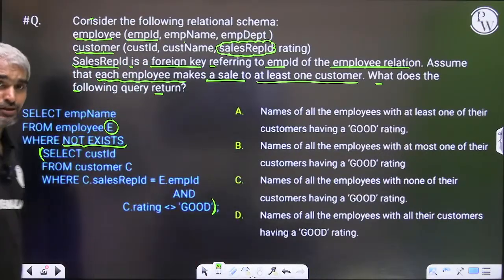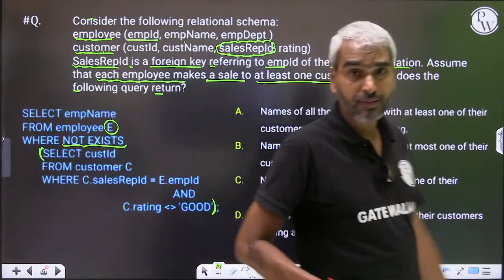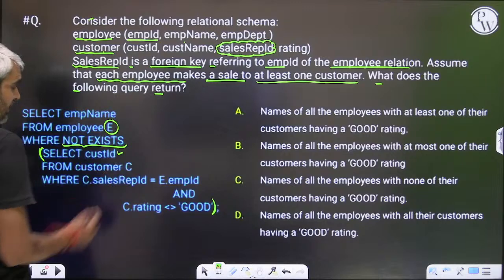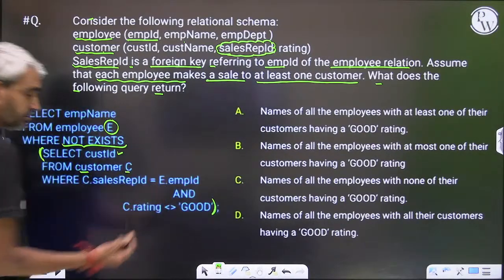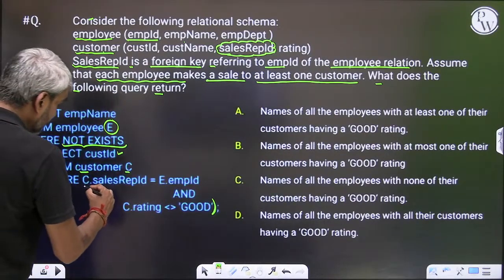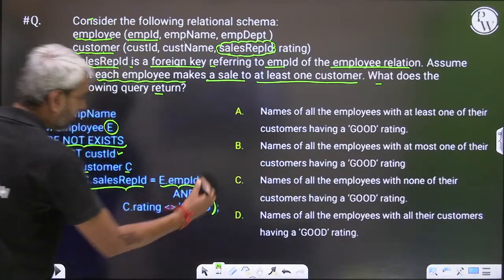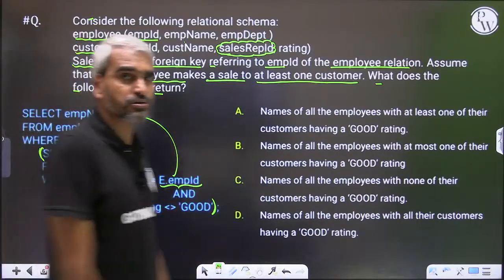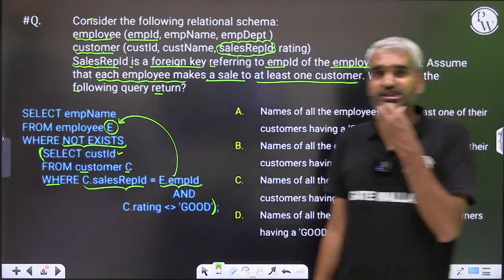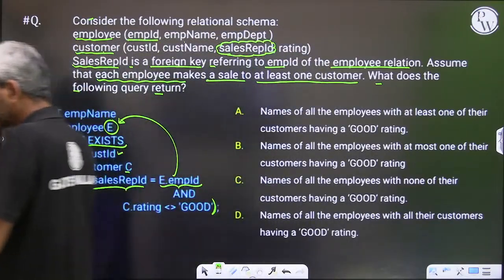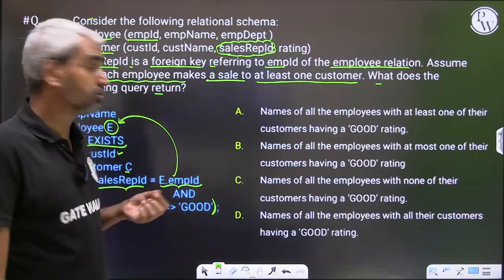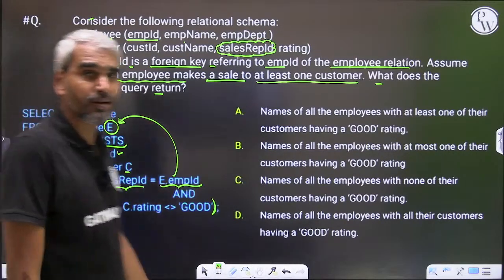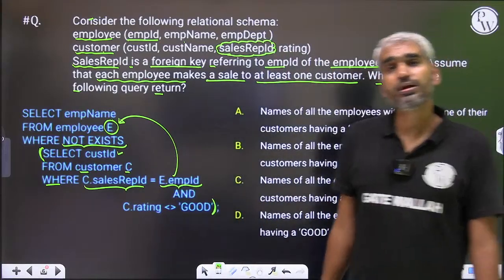The second thing you need to identify is whether the subquery is an independent subquery or a correlated subquery. Here we select the customer ID from the customer table where the sales representative ID is the same as the employee ID of the employee table. So you are using an attribute specified in the outer relation. Therefore, your query is a correlated subquery. The moment you know that, you know you will have to execute this inner query tuple by tuple for each tuple of the outer relation.